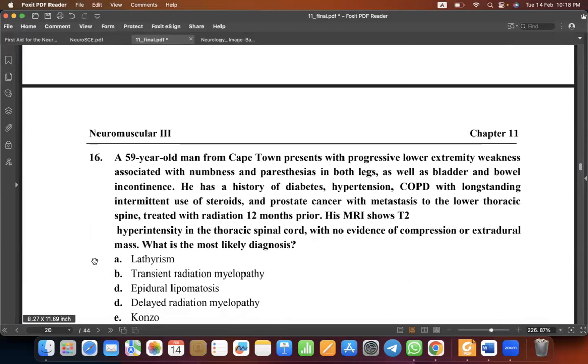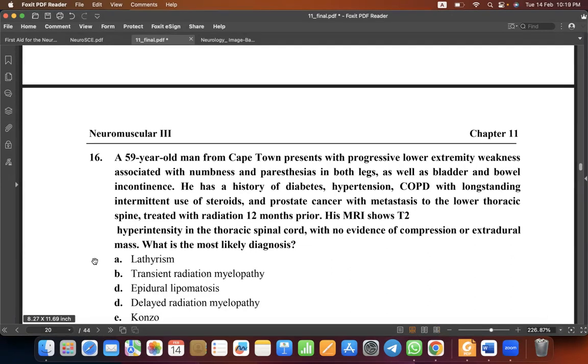The next question is for a 59 year old man from Cape Town who presents with progressive loss of extremity weakness that is associated with numbness and paresthesia involving both legs. So extremity weakness, numbness, paresthesia, with bowel and bladder involvement, having a history of diabetes, hypertension, COPD, intermittent long-standing use of steroid, with prostatic carcinoma, metastasis to the lower thoracic spine.